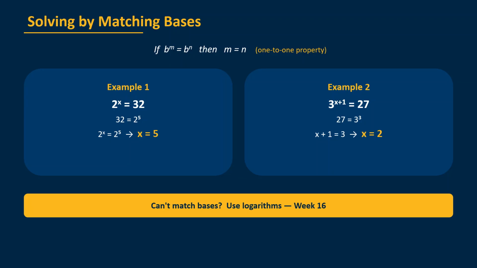Another frequent mistake involves failing to fully convert one side of the equation. One must rewrite 32 as 2 to the 5th before the comparison is meaningful. Leaving 32 in its decimal form renders the technique inapplicable.